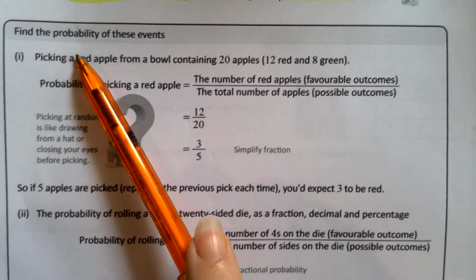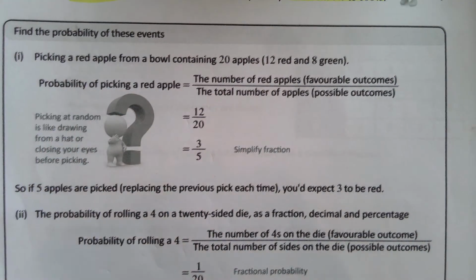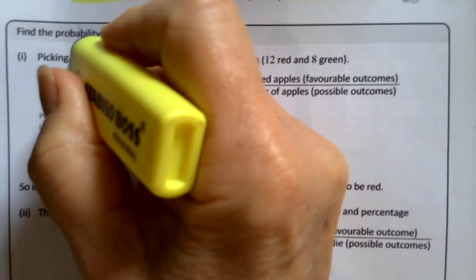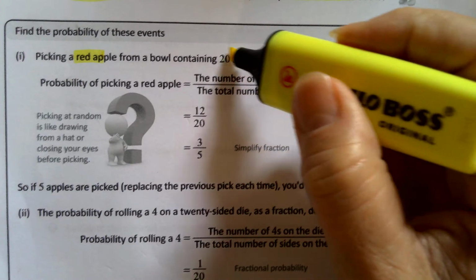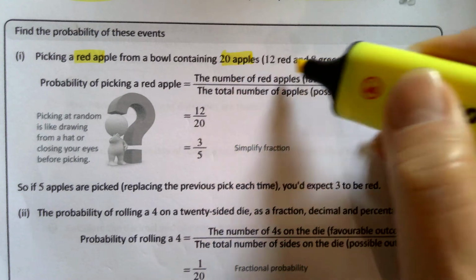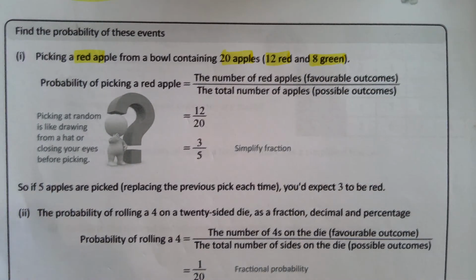Okay, so we're finding the probability of these events. It says picking a red apple, so I suggest when you're doing your work you always highlight the important parts. So we're looking for a red apple, and the bowl has 20 apples, 12 red ones and 8 green ones.